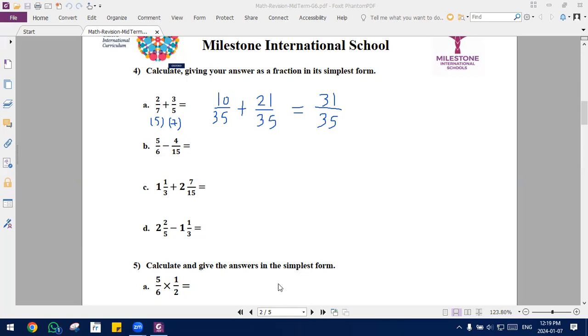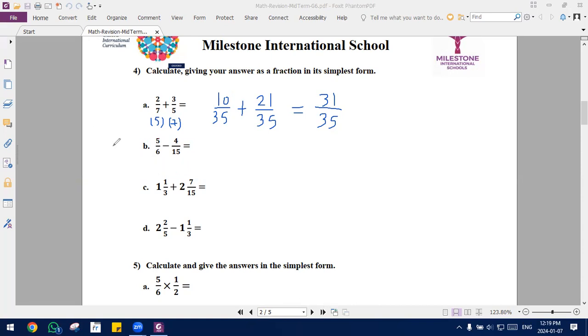Okay, now next one, we have 5 over 6 minus 4 over 15. Again, the same thing. 6 cannot be 15. So we think of the lowest common multiple. It means if I multiply 6 and if I multiply 15, what's the first value that they can reach? Now, some of the students, they will do like this. They will say, okay, multiply 6 by 15 and multiply 15 by 6. But this is too much. Then it will be a little bit hard for you to simplify.